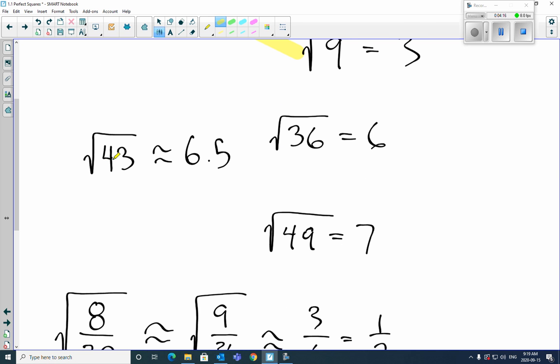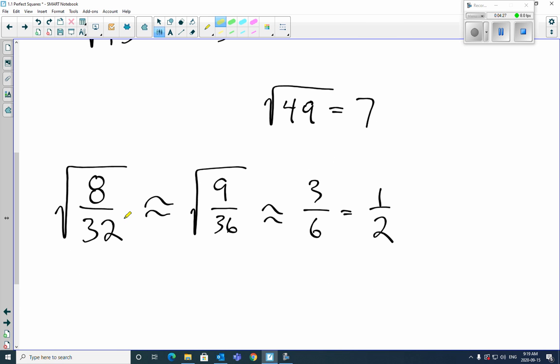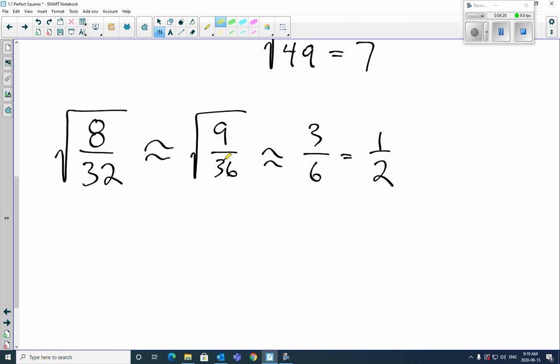What about 43? Can't do it. If you plug it in the calculator, you can get a decimal. But a benchmark below, square root of 36. Benchmark above, 49. So our answer has to be between 6 and 7. And it's approximately right in the middle. What about fractions? Well, square root of 8 is pretty close to the square root of 9. And the square root of 32 is pretty close to the square root of 36. So I didn't pick benchmarks in this case. I just picked numbers that are pretty close to it just to estimate. Square root of 9 is 3. Square root of 36 is 6. That's approximately a half. It's just estimation is all it is. Okay, so that concludes lesson 1.1.